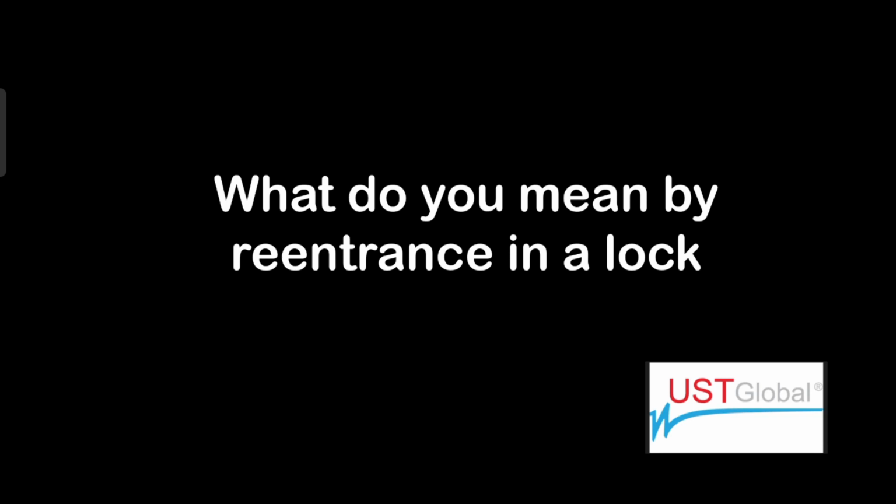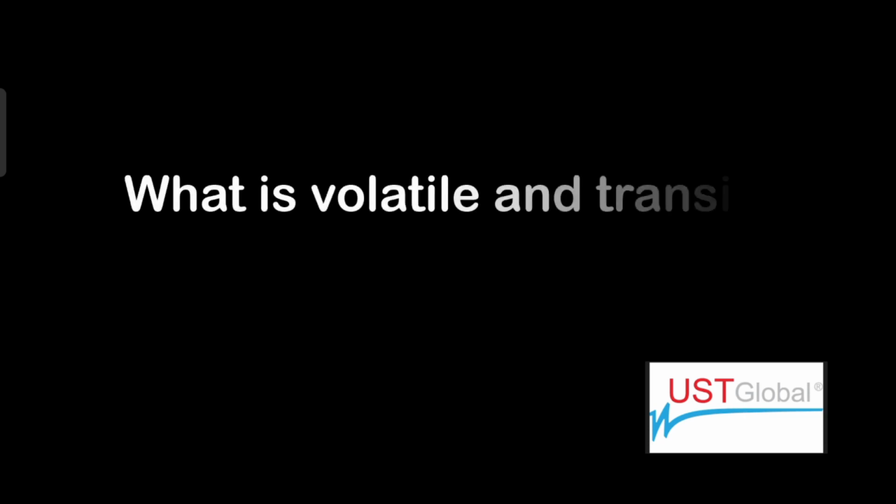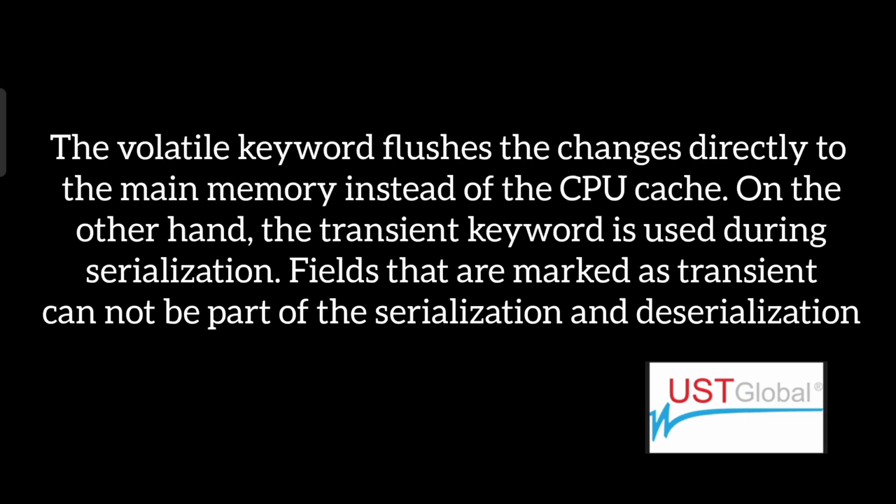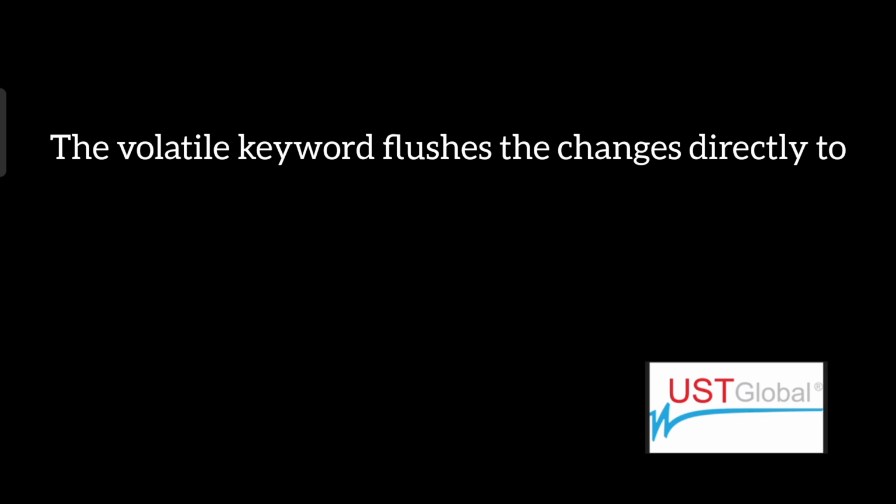So the next question is, what is volatile and transient? The volatile keyword flushes the changes directly to memory instead of the CPU cache. On the other hand, the transient keyword is used during serialization. Fields that are marked as transient cannot take part in serialization and deserialization.